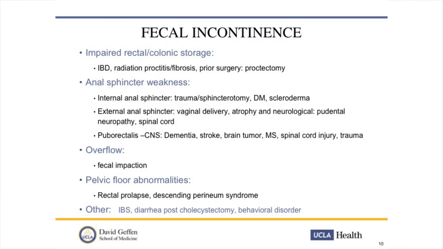There's external anal sphincter, and that's urge incontinence, where there's inability to postpone defecation, that may be from vaginal delivery or just a neurological cause or even atrophy. Patients may have puborectalis muscle weakness due to dementia, brain stroke, spinal cord injury. There's overflow, and that's important. That's something you guys can fix.